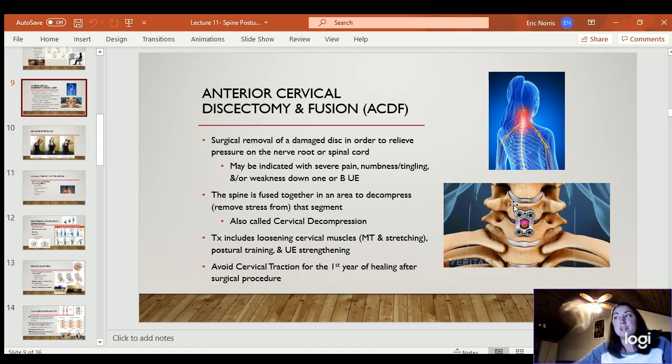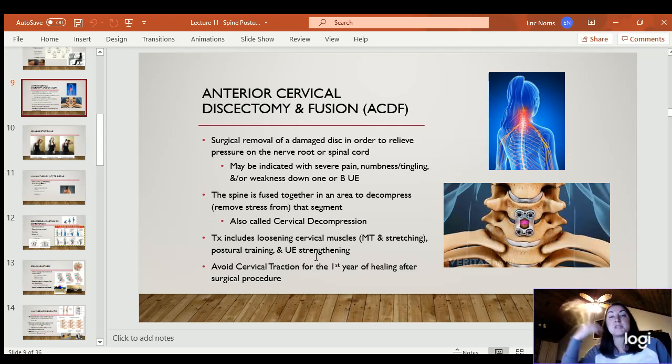This is typically indicated if the person has severe pain, numbness, tingling, or weakness going down one or both arms. The symptoms down the arm are called cervical radiculopathy. We'll get to that later. But if those symptoms are severe, and especially if the numbness doesn't go away and never gets relieved, at that point they need to do something or the damage will become permanent. And it's also known as a cervical decompression.